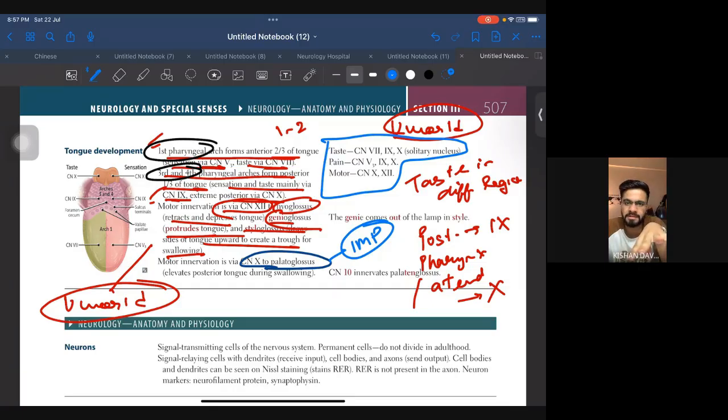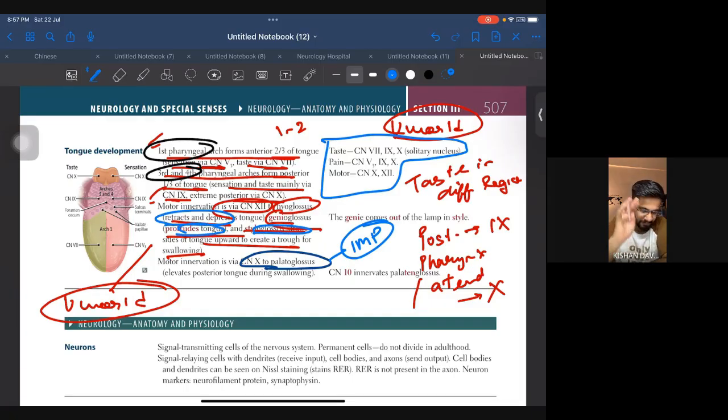Okay. Now the four muscles of the tongue. Palatoglossus is the only one that is not supplied by 12. It is supplied by 10. Okay, and just try to remember the functions of these muscles. Very rare chance they will be asked, but you should know in case they ask.